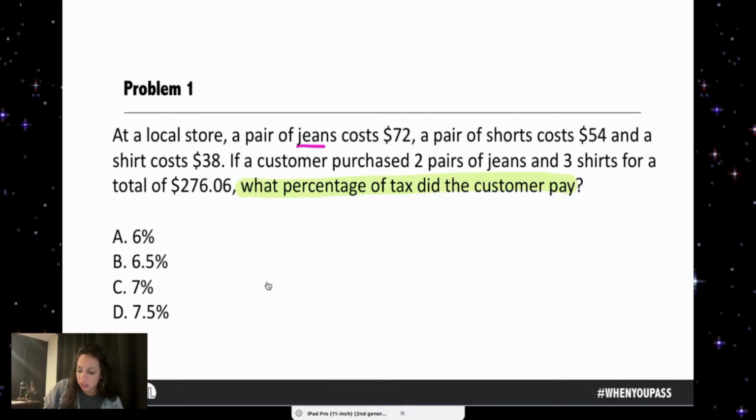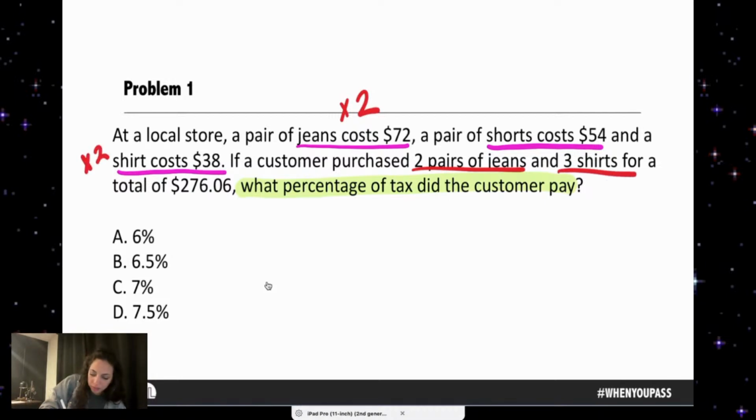So I need to figure out what they gave me. They told me that jeans cost $72, shorts cost $54, and a shirt costs $38. And then they tell you what they purchased. So they purchased 2 pairs of jeans and 3 shirts for a total of $276.06. So this right here is useless information. However, people are going to think that they have to use every single number that's in the problem, and that's not the case.